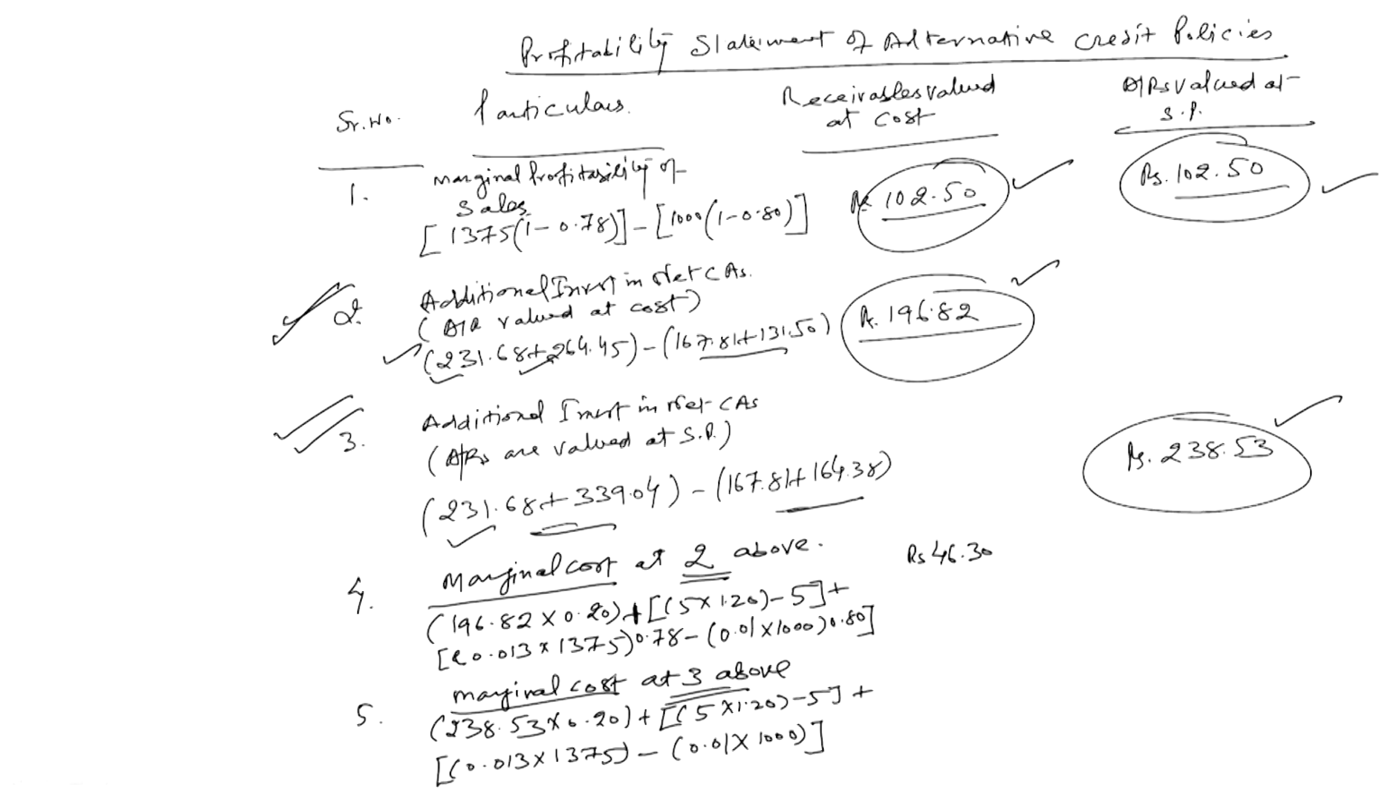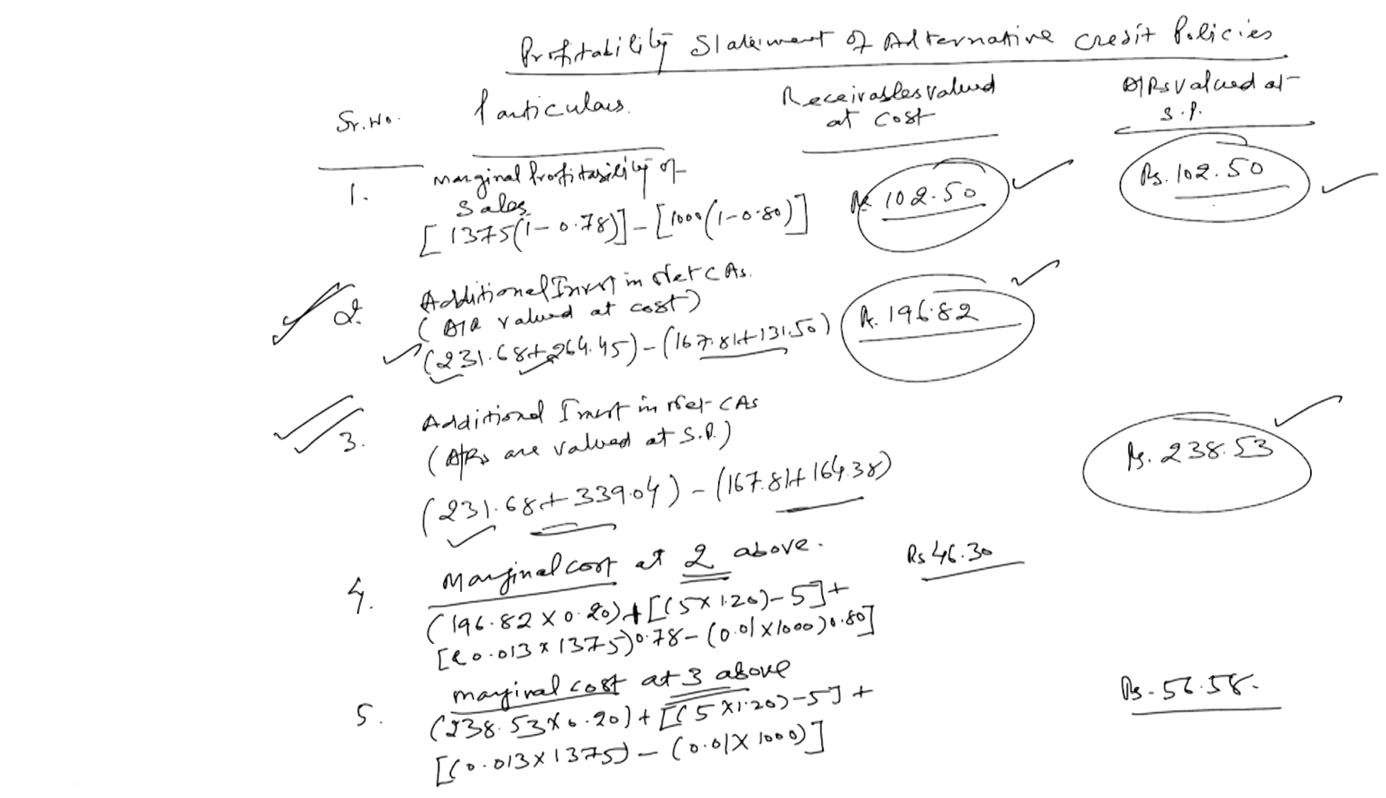So, if you calculate this cost when the receivables are valued at selling price, it comes out at something like rupees 56.58 crores. So, these are the two costs. Now all the three pieces of information are available with us. How much is the marginal profit? 102.5, agreed. How much is the additional investment when the receivables are valued at cost? 196.82. How much is the additional investment when the receivables are valued at selling price?